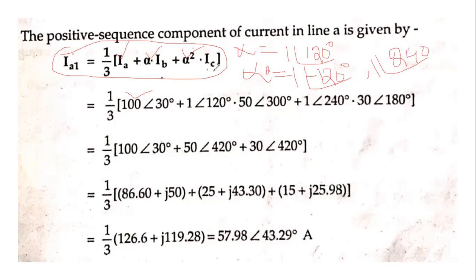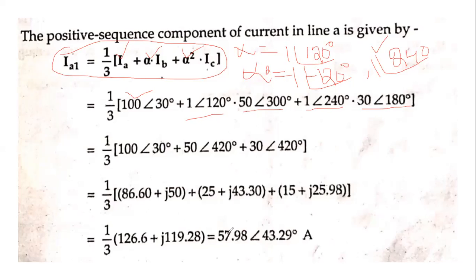Then substitute these values in this formula. This is the IA value, and this is alpha times the IB value, that is 50 at an angle of 300, plus alpha square, which is 1 at an angle of 240, into IC. What is the IC value? 30 at an angle of 180 degrees. And then simplify these values.